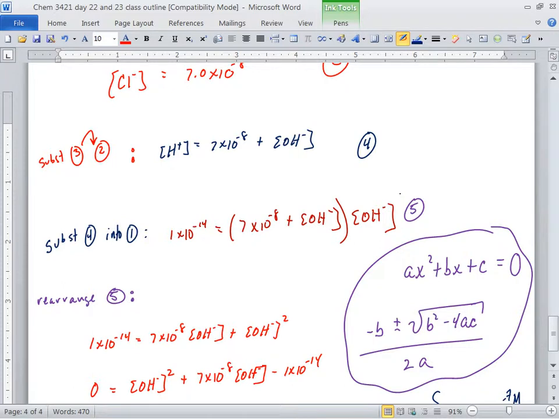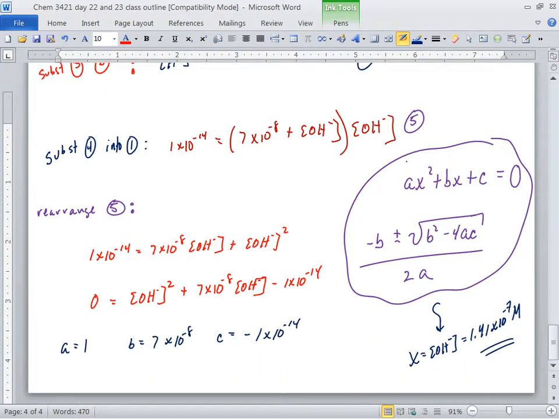Because when you solve for your hydroxide and get this 1.41 times 10 to the negative 7, the one that you're going to have to pick is the plus. Because the minus is going to give you a negative answer. You can't have a negative concentration. So to get this to work, you're going to be picking the plus. Make sure you can get this.